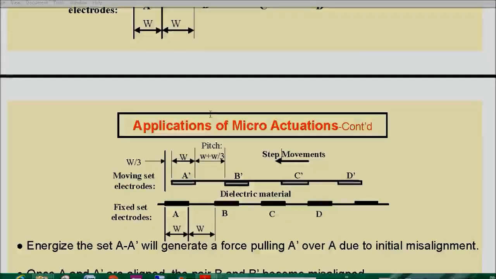So we are continuing with microactuation, and another example of microactuation that we want to take is micromotors. Well, what is there in the micromotors? Why do we need micromotors?